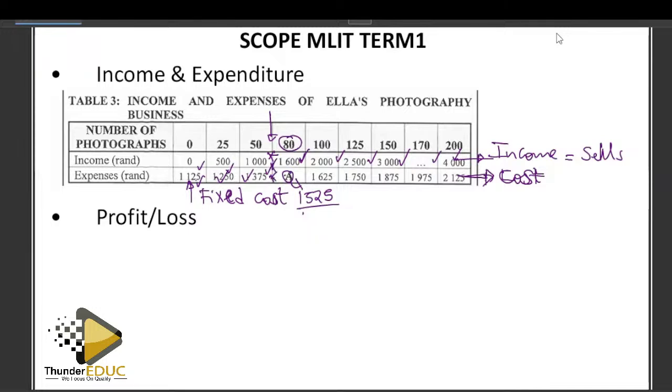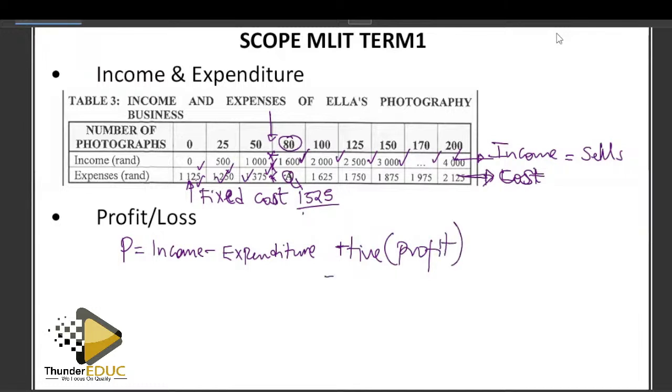Then they're asking us profit or loss. Now, when will you know that you've made a profit? The moment, we shall say profit equals income minus expenditure. Income minus expenditure. So the moment you get a positive answer, if you have a positive answer, then that is profit.